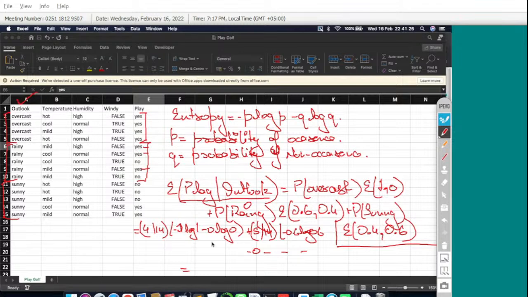And now what will be this value? It will be the degree of randomness at outlook. Similarly, we will calculate the degree of randomness at temperature, humidity and windy. Whichsoever column is going to have the least degree of randomness will be treated as the first split. Clear?